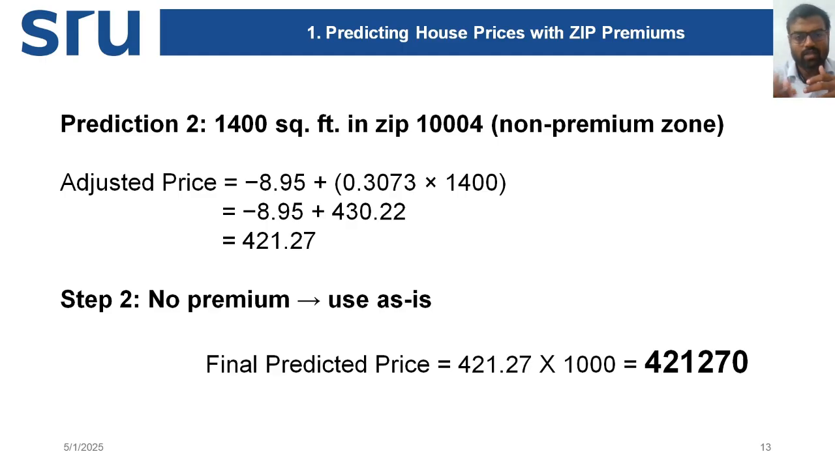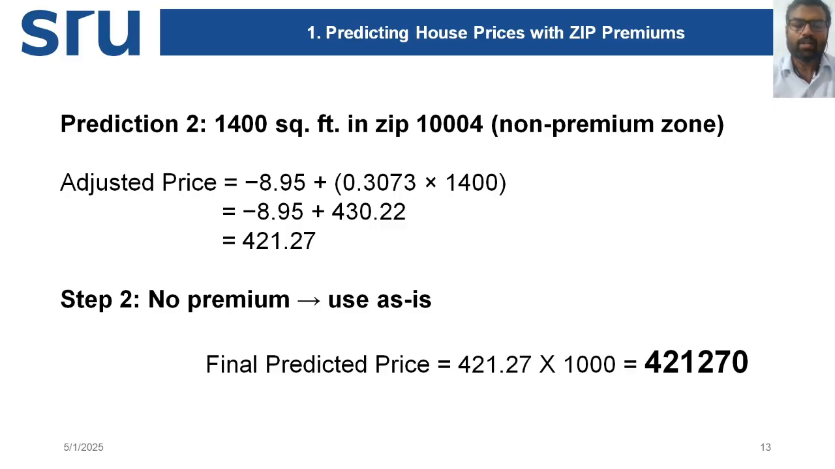Prediction two is also like that. For 1,400 square feet, you substitute that as the size of the house. But it is a non-premium zone, so you don't need to add any $10,000 here. You directly get 421.27, but you have to multiply with 1,000, because at that time we took the shorthand way. Then we get $4,21,270. That's it. Our first problem is done.